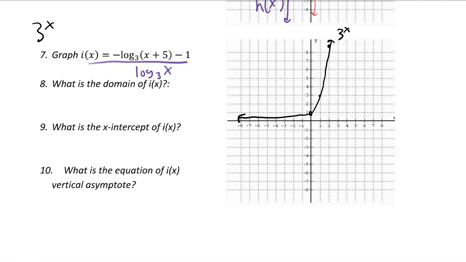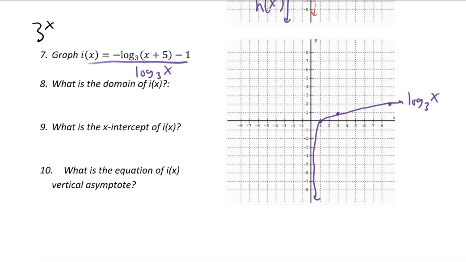That's what 3 to the x looks like. That helps me figure out what log base 3 of x looks like because they're inverses. Switch x and y, switch x and y, switch x and y. So to me, knowing what 3 to the x looks like is kind of a tool to help me know what the logarithm graph looks like. Now I'll worry about the transformations.